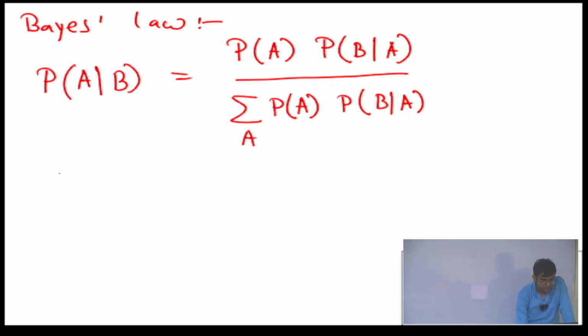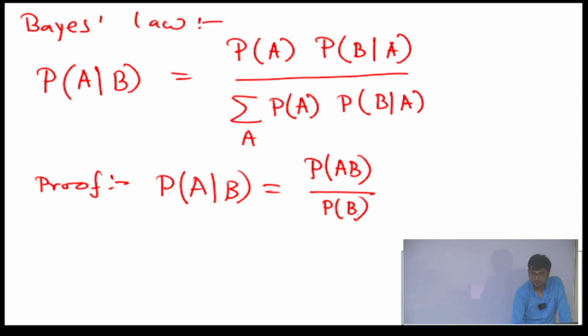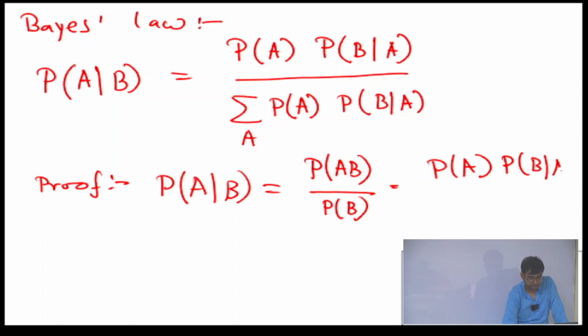How? If I have to look at the proof, it's like a small proof actually. So first I want to find this. First I will use the product law in reverse. What is the product law? AB is equal to B multiplied by A given B. So if I use it in reverse, it will be AB by B, right? I will again use the product law on the numerator. And what will it give me? Probability of A, probability of B given A. On the denominator, I will use the sum law. So B is equal to summation over A, AB.